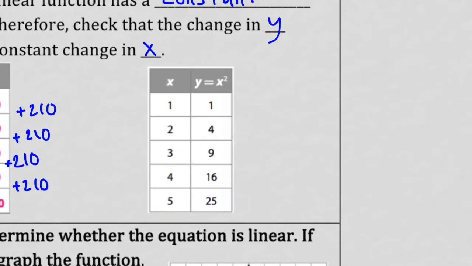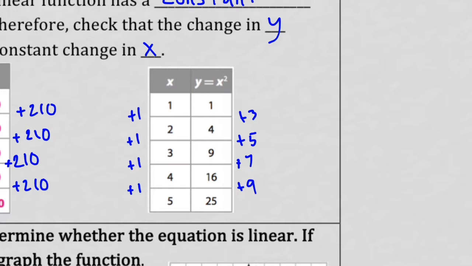Let's start with the x values over here. From 1 to 2, it's plus 1. From 2 to 3, it's plus 1. From 3 to 4, it's plus 1. And from 4 to 5, it's plus 1. All plus 1s. For the y values, from 1 to 4, it's plus 3. From 4 to 9, that's plus 5, right? It changed by 5. From 9 to 16, that's plus 7. And from 16 to 25, it went up by 9.